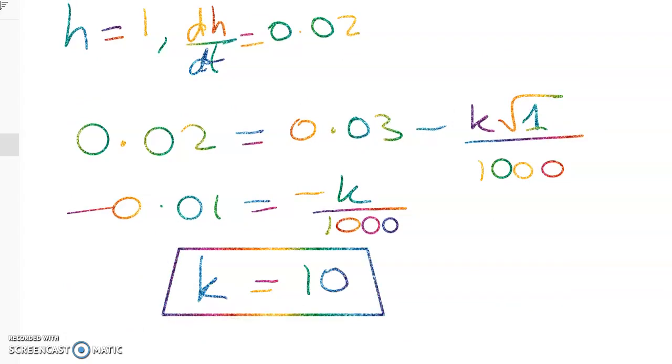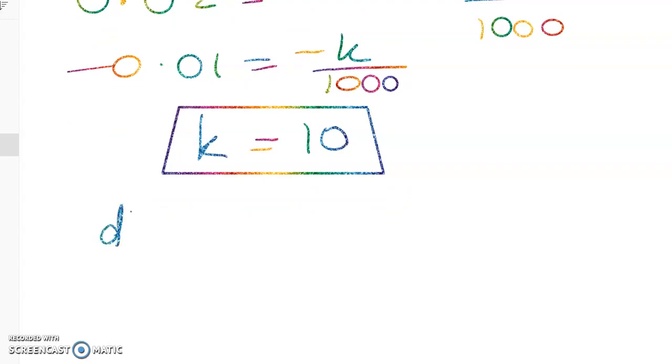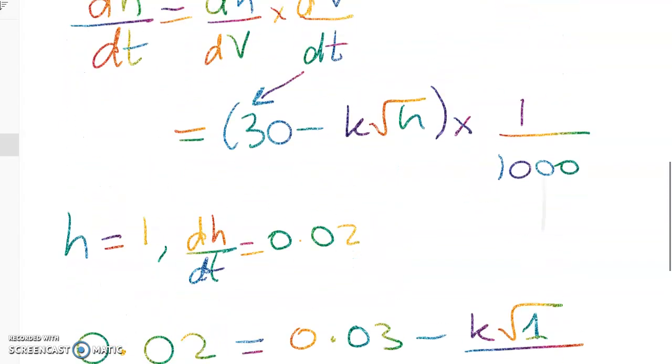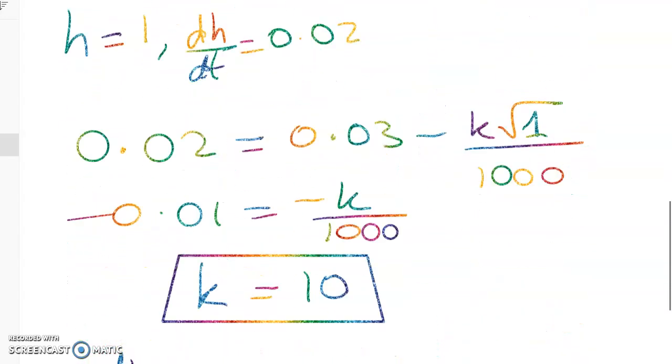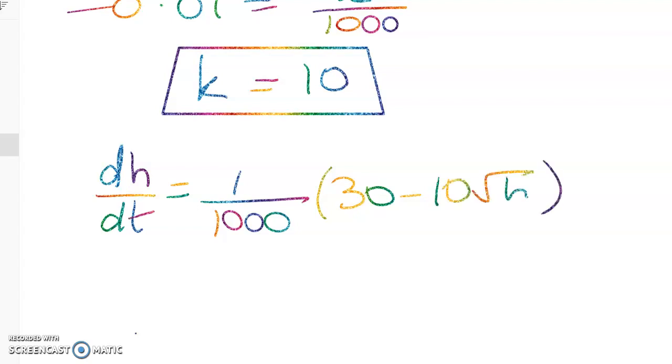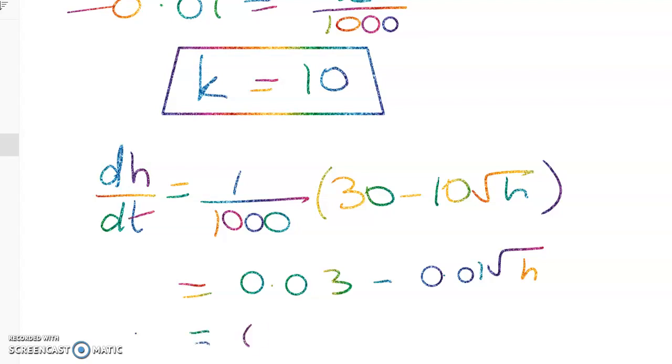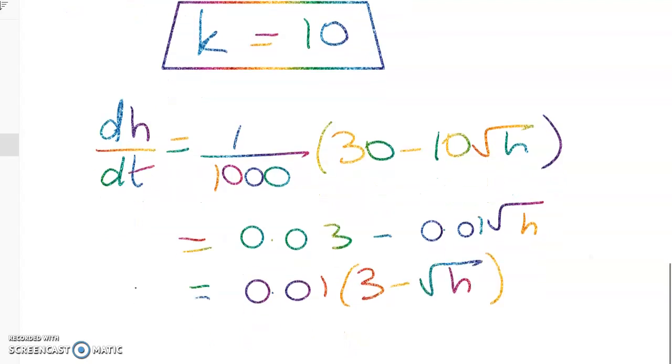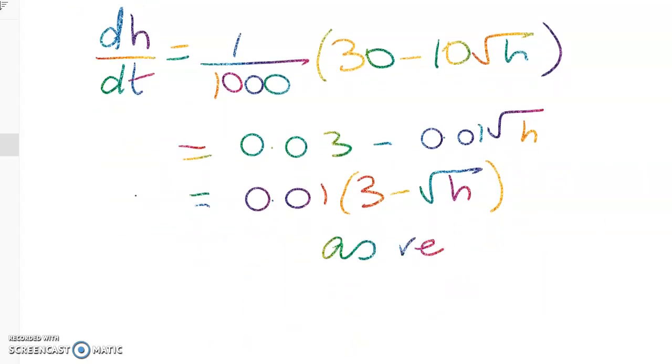Okay, so we're just about there. We just have to do a last bit of cleaning up. We've got dh by dt is equal to, yeah, 30 minus that constant, all times 1 over 1,000. 30 minus 10 root h, so that gives me 0.03 minus 0.01 root h, which is just about what I want. Factorising that, we get this as required. So that's the first part done.